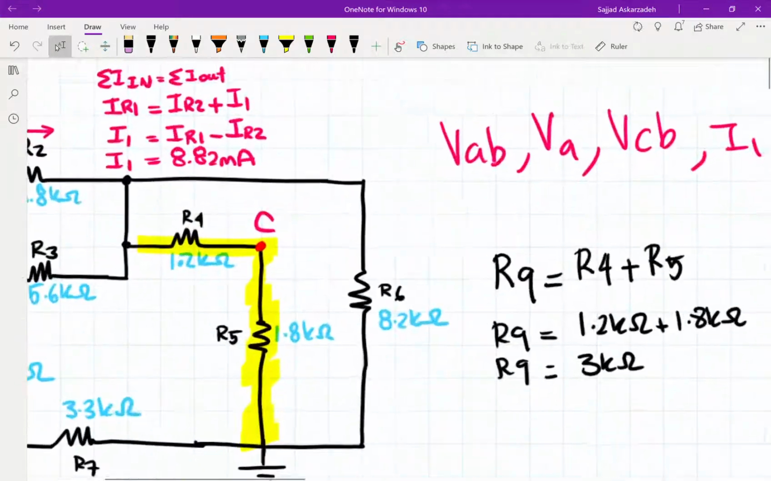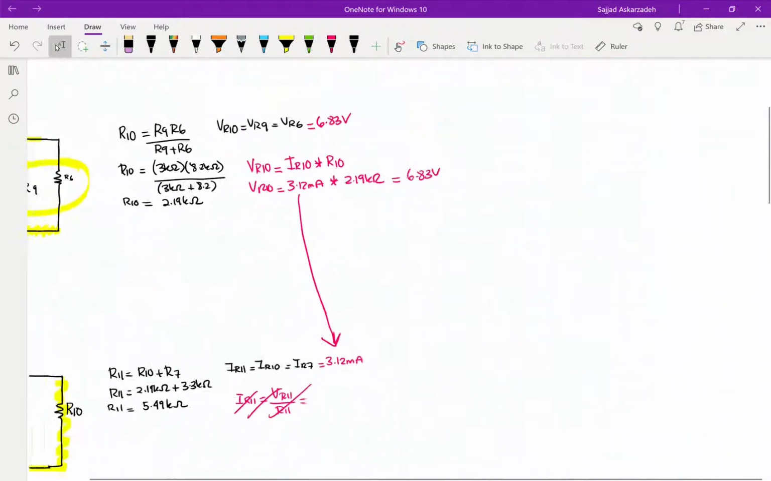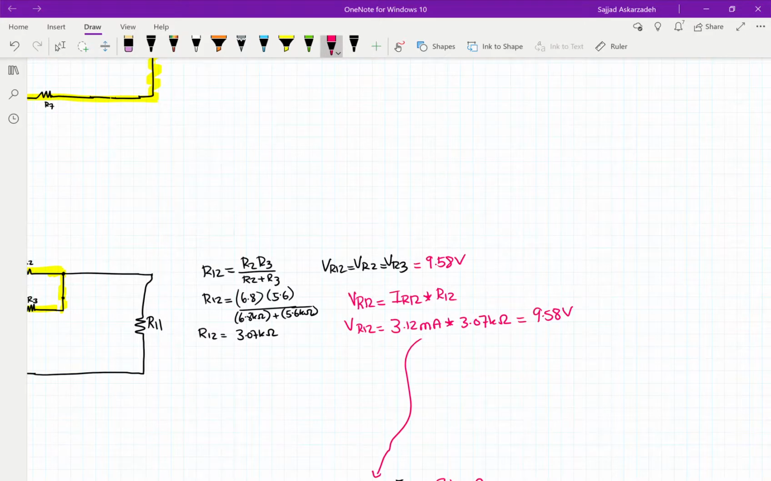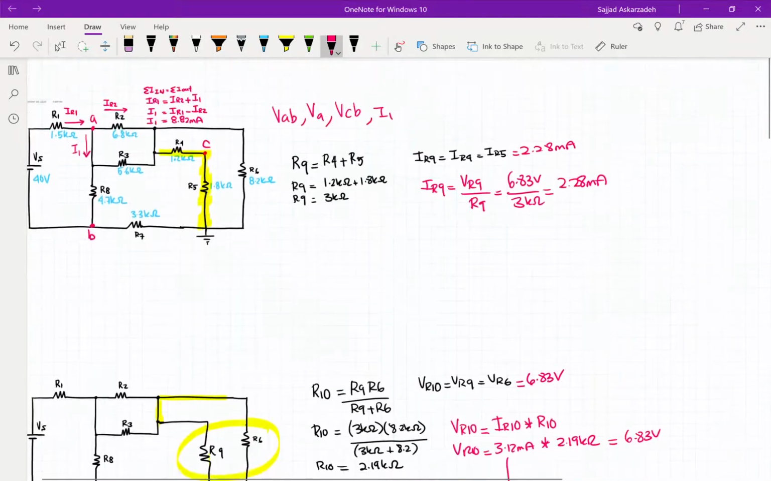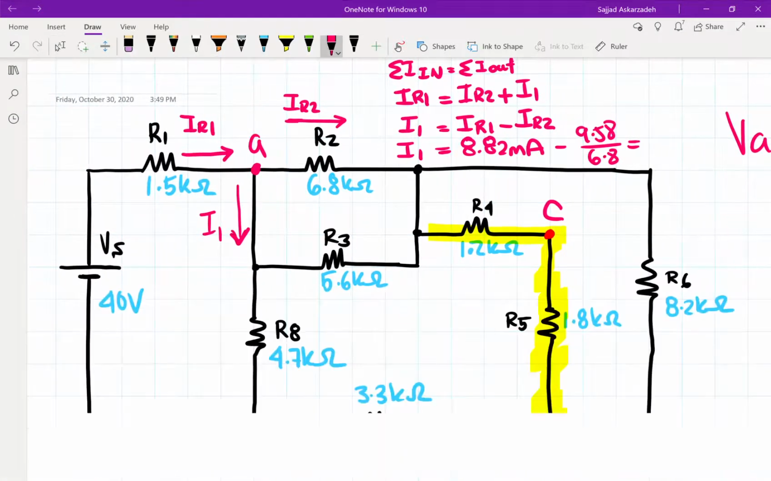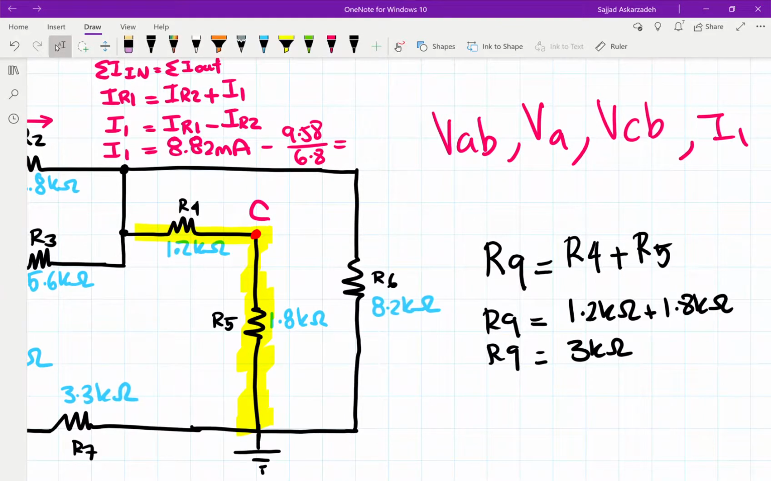And then IR2, do we know what IR2 is? We don't know what IR2 is, but we do know what the voltage for R2 is. So we can take this voltage and divide it by the resistor R2, and then we can find out what the value for IR2 is. So 9.58 divided by 6.8. And if we do this calculation, we should get 7.4 for our current going through this point in the circuit. So 7.4 milliamps.